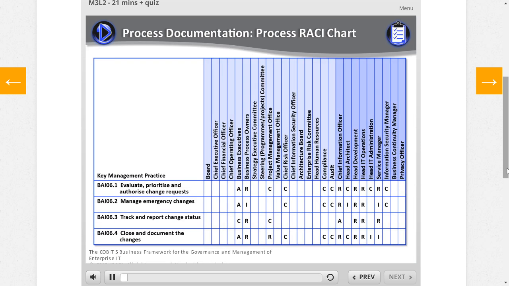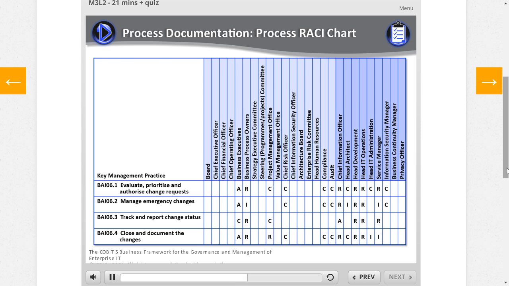The diagram on your screen shows the RACI chart provided for process BAI-06 Manage Changes. The chart shows the responsibilities of a range of stakeholders in relation to the 4 management practices defined for this process. We'll be looking at these practices later in the lesson. You'll notice that the diagram uses different shading to distinguish between business and IT stakeholders. This is, of course, an example. The roles identified may not exist in your organization, or they might have different names.